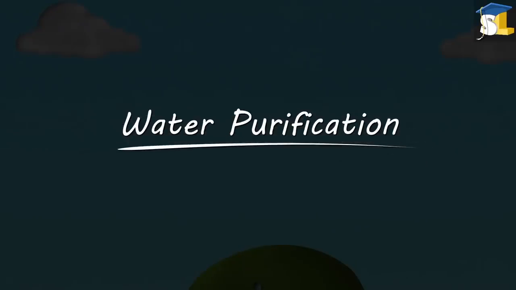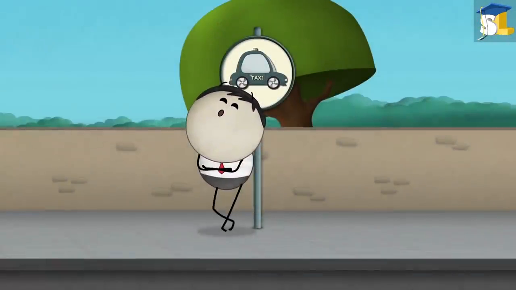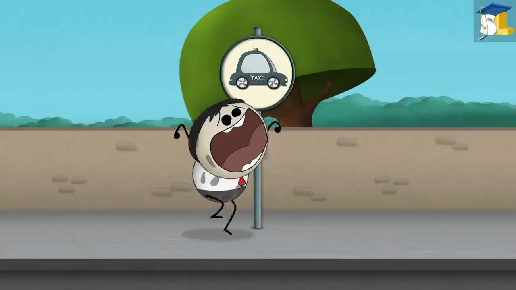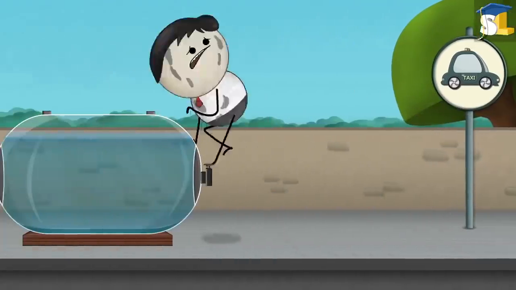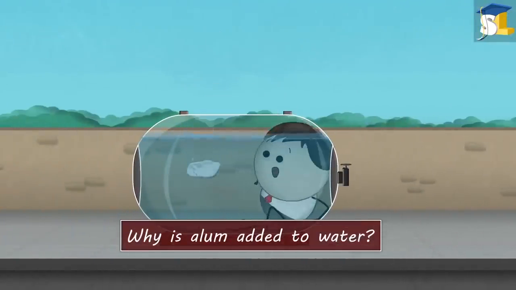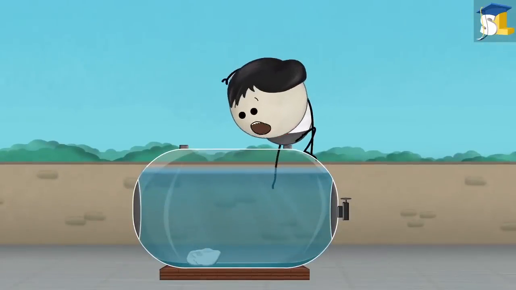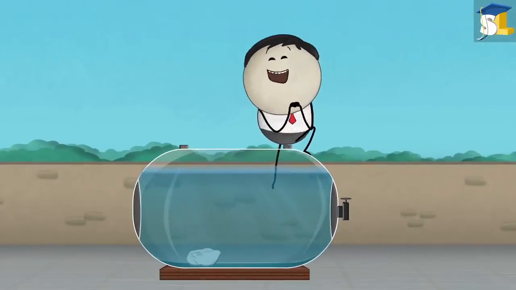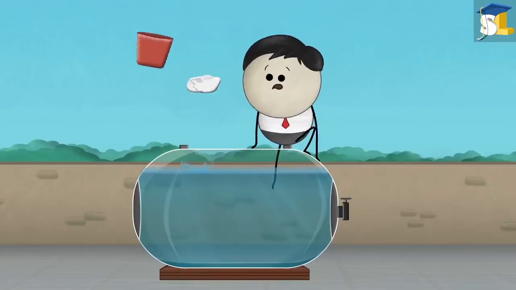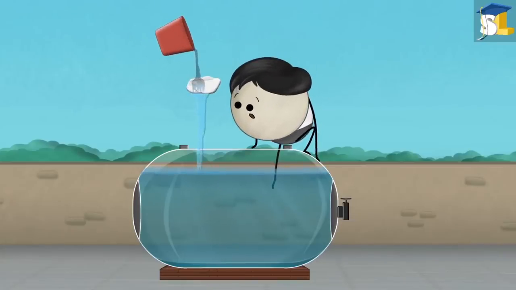Topic: water purification. Why is alum added to water? Because water does not like to be alone. It wants somebody's company. Nah. Alum is added to purify water.